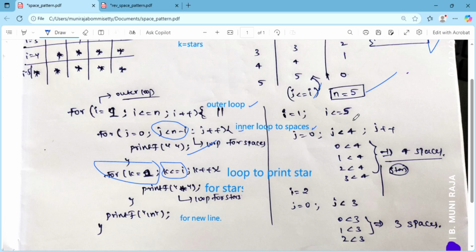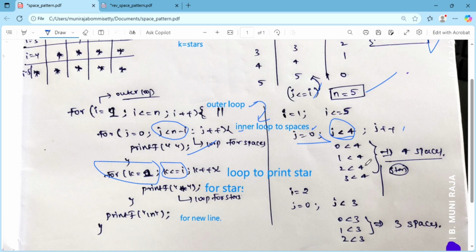In a similar way, where i equals 2, then j equals 0, where n minus i, it means that 5 minus 2 is nothing but 3. j is less than 3. 0 is less than 3, 1 less than 3, 2 less than 3. From here you totally get 3 spaces. Okay, now k equals 1. k is used to print the total number of stars. k less than or equal to i.